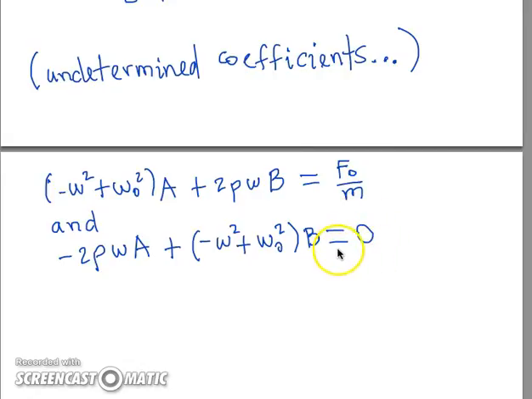So one thing we could do, not the only way of doing this, but one way, is that from the second equation, we can solve for b, and that expression would be in terms of a, and then we can substitute into the first equation and have one equation that has only one unknown, a, for which we can solve.